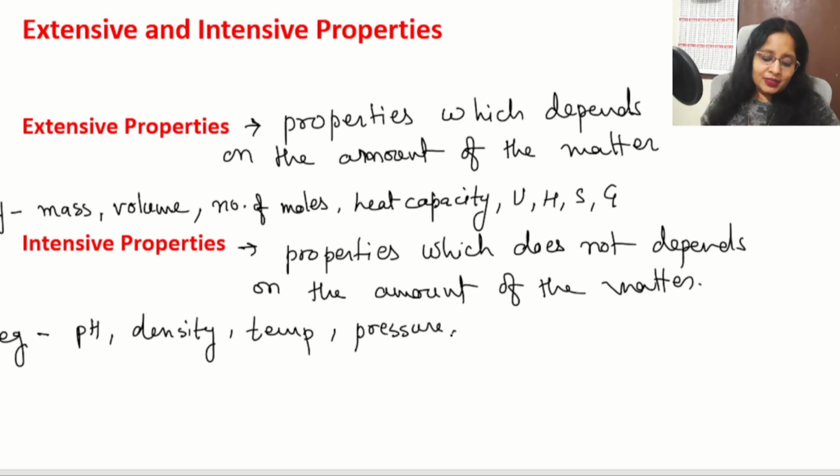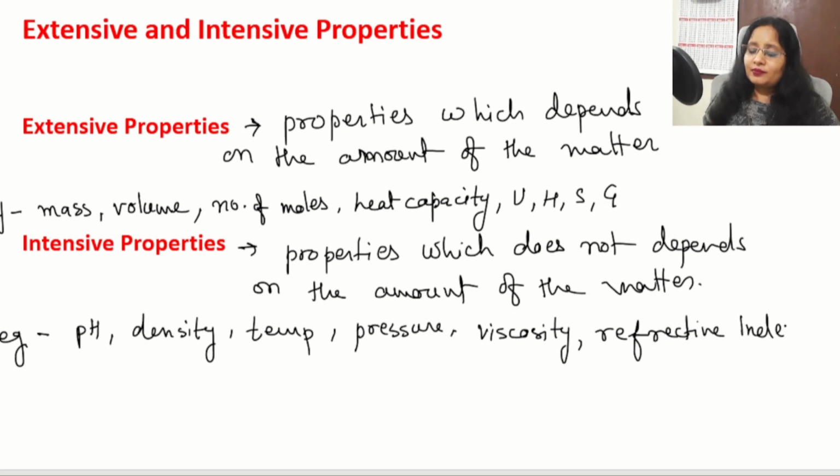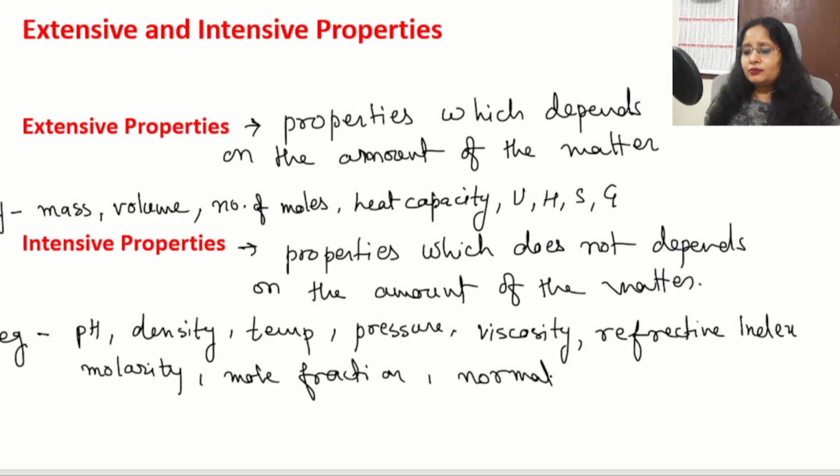One more example is viscosity, refractive index, and molarity, mole fraction, normality. These are all the properties which don't depend on the amount of the matter. These are called intensive properties.